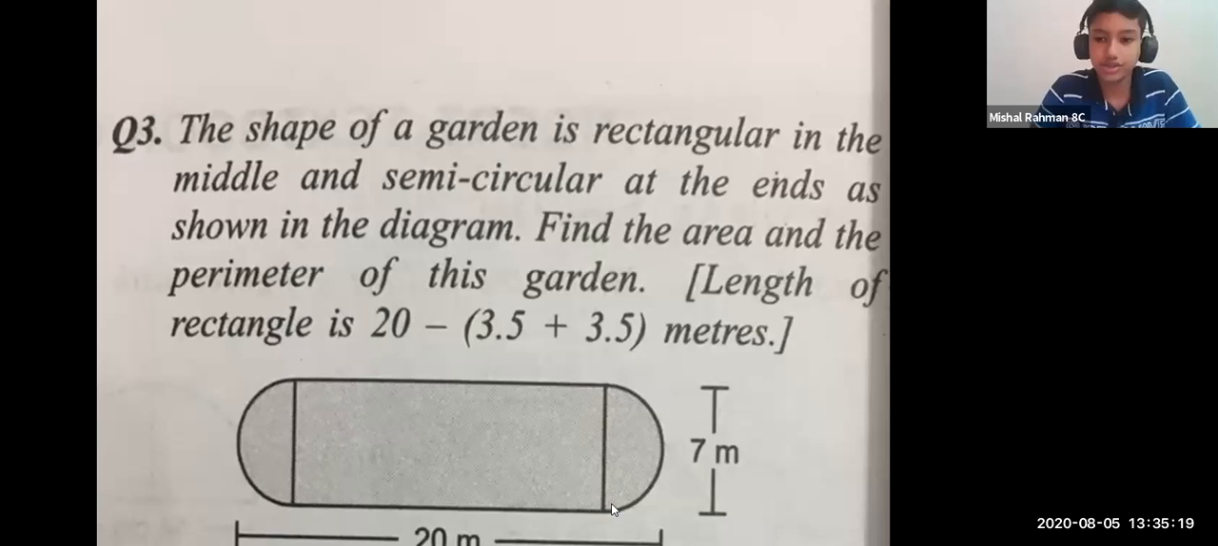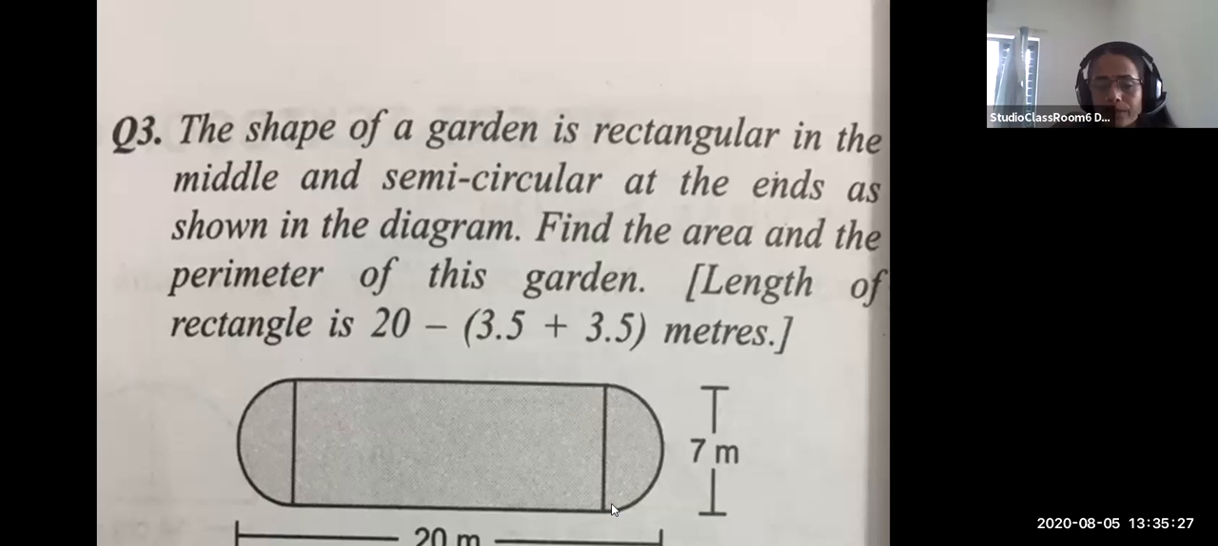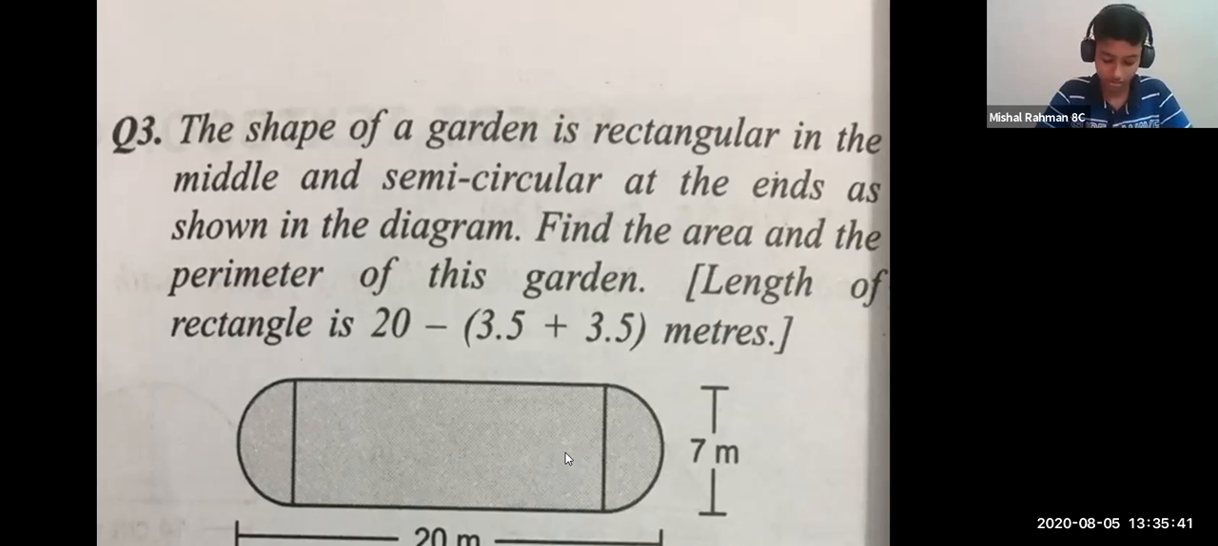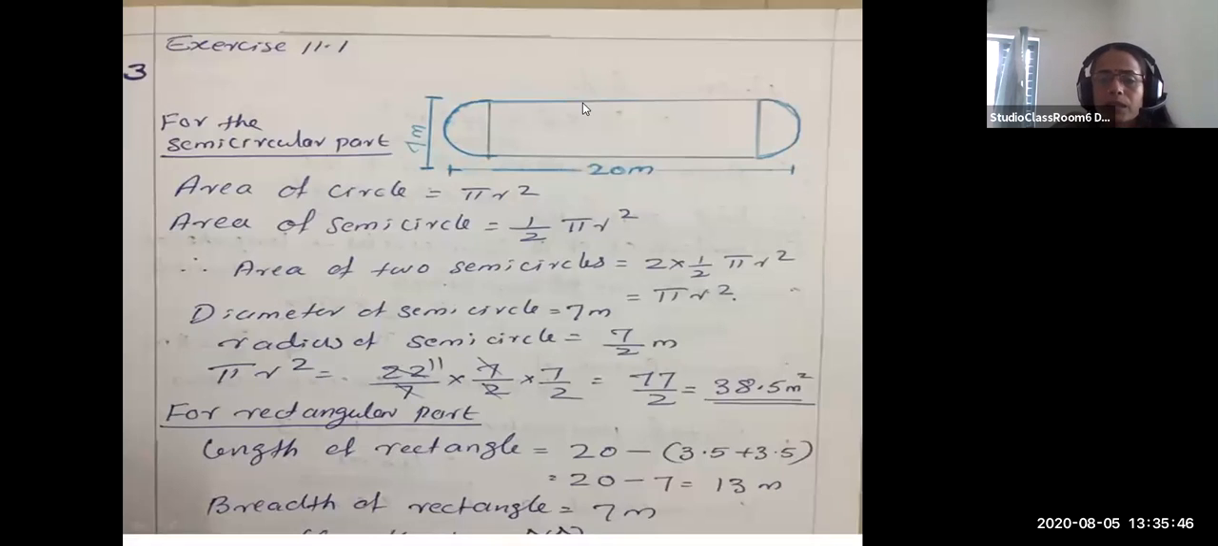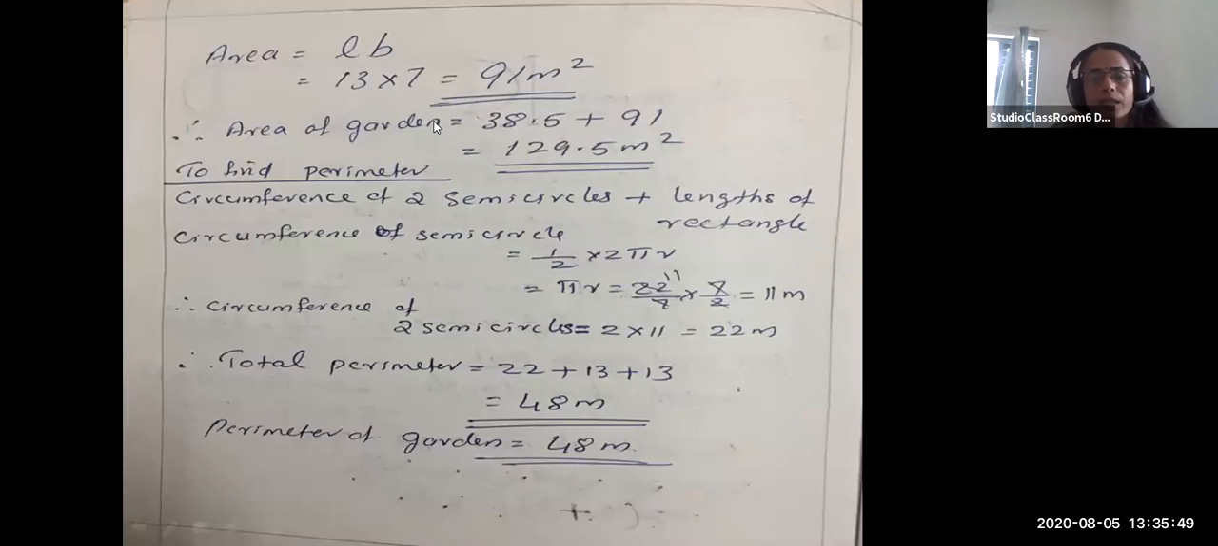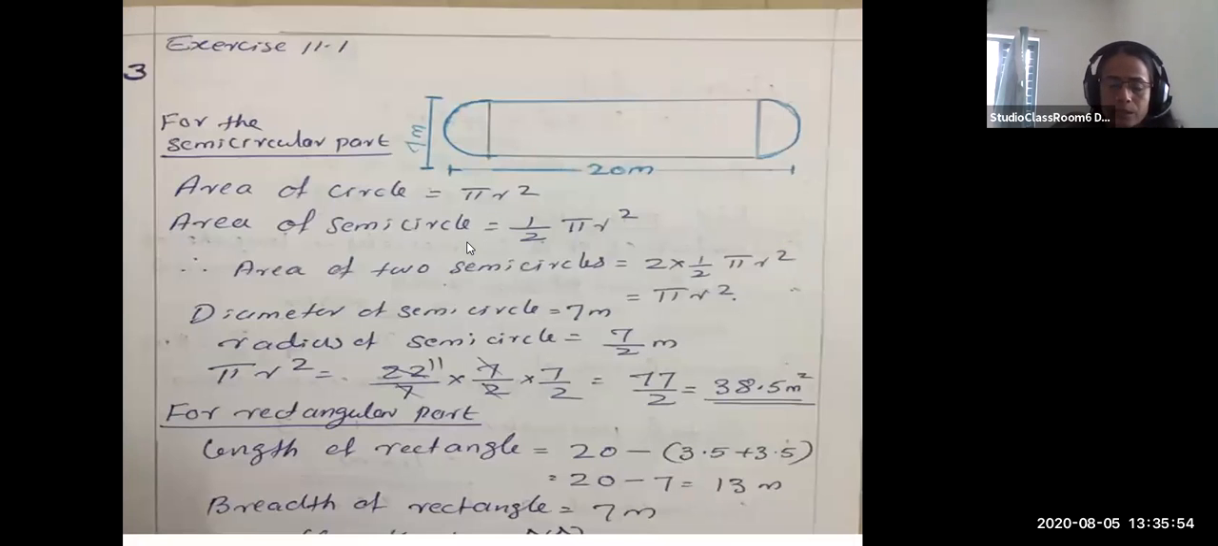No, ma'am. L we have defined. How? 20 minus 3.5 plus 3.5. And what is that 3.5 and 3.5? The radius of the two end parts. You will get its length as 13. B is given as 7. L into B we can do. Then we will add area of the garden as 38.5 plus 9.1.